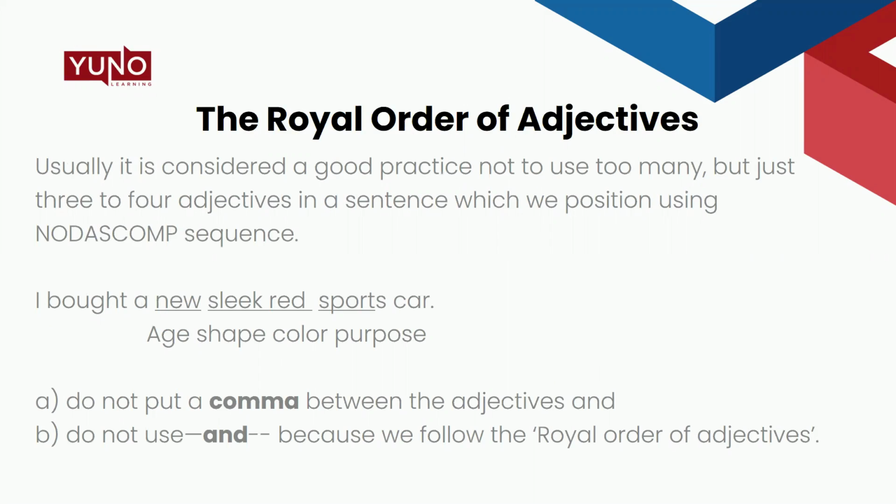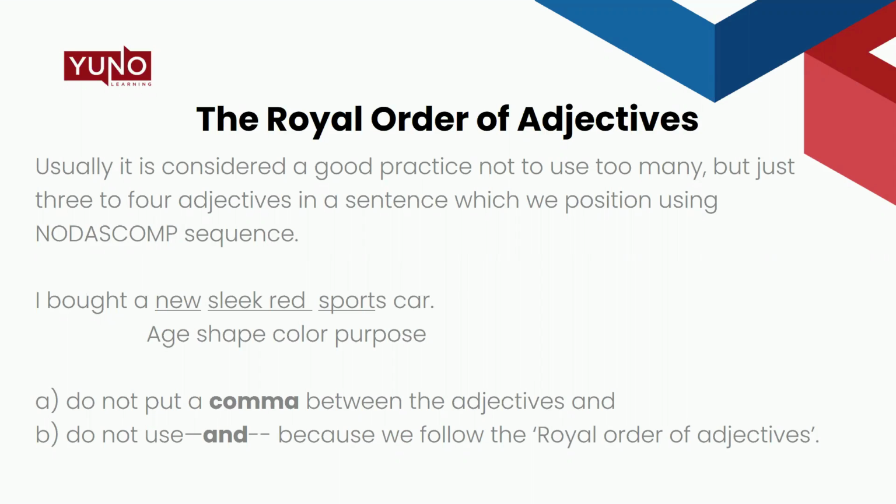Usually, it is not considered good practice in speaking or writing to use a lot of adjectives, say 6-7, to describe anything. But it is considered feasible and quite understandable when we use just 3 to 4 adjectives in a sentence to describe any object, place, situation, etc. And of course, how do we place these 3-4 adjectives? There again, we use the NODASCOMP sequence.